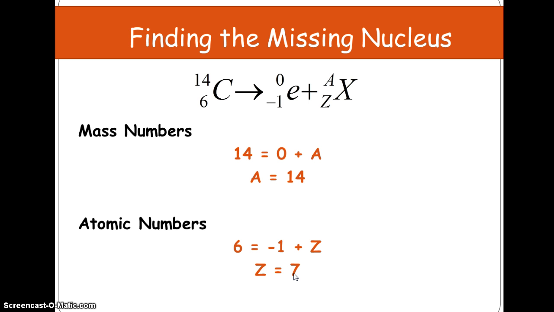So last but not least, we want to write out our element symbol. And we can write this as the atomic number is 7, the mass number is 14. If it has 7 protons, this element must be nitrogen.